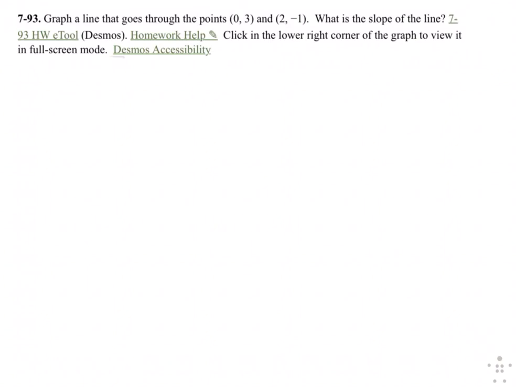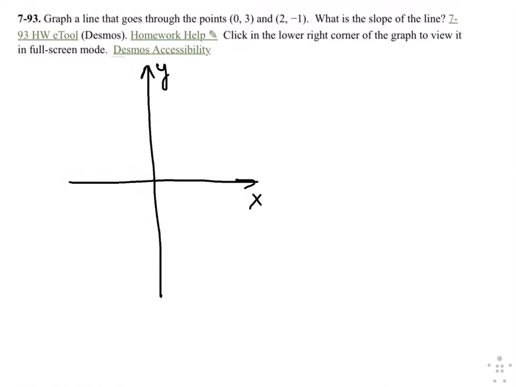Okay, so this one, they want us to graph 2 points and then draw a line through them, right? Which should not be too challenging, especially if you're on graph paper. So (0, 3), that's actually the y-intercept they give us, right? So there's (0, 3). And then (2, -1) is here.